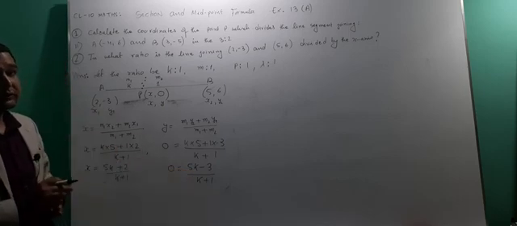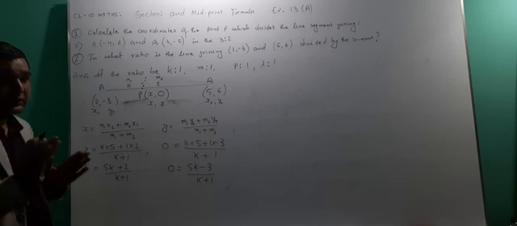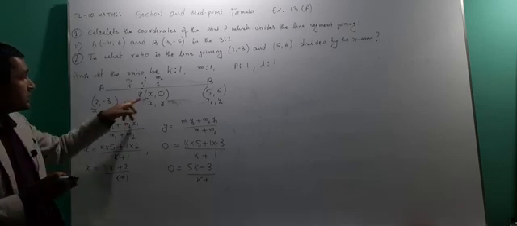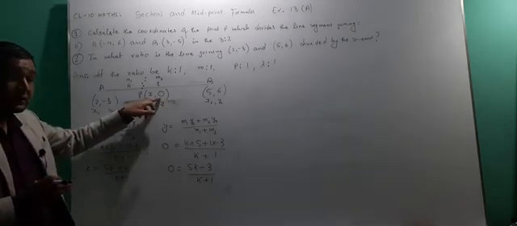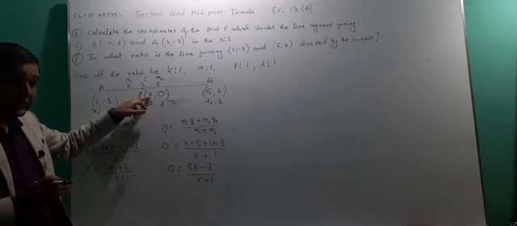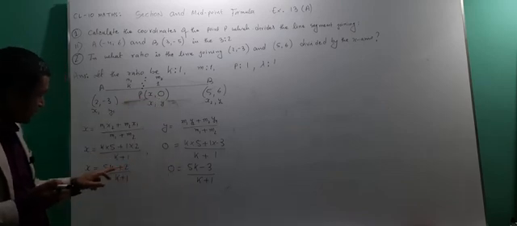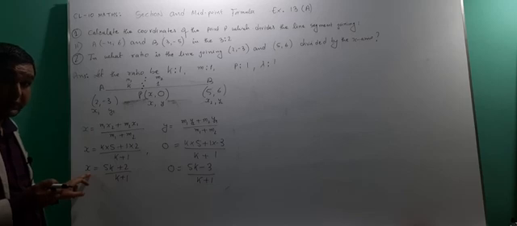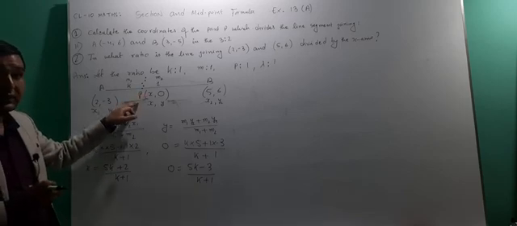And if the question asks to find the coordinate, it means the value of x and y. The y value is already there, and to get the value of x, after getting the value of k, substitute here to get the value of x. Then write them together to find the coordinate of the dividing point.